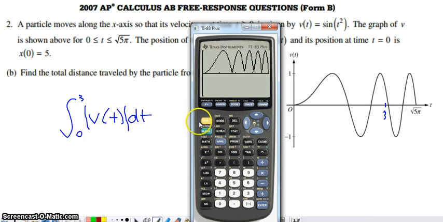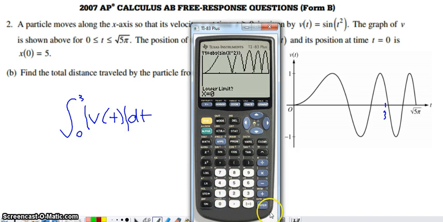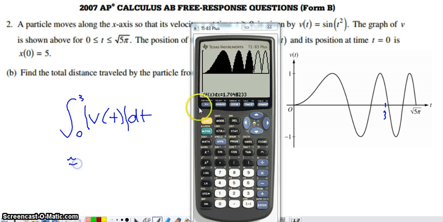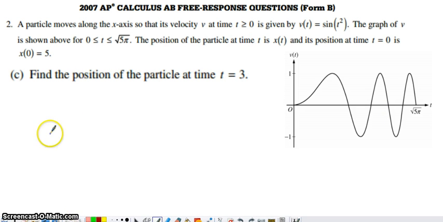Now if we do this integral from 0 to 3, and we can do this on the calculator, all of the region is above the x-axis, all of the area is going to be summed, nothing is sitting below the x-axis and going to be subtracted off, and so our final answer for this would be about 1.705. And again, there aren't any units specified here, but it'd be meters, miles, depending on what the units of velocity were. In part C, they want us to find the position of the particle at time t equals 3.